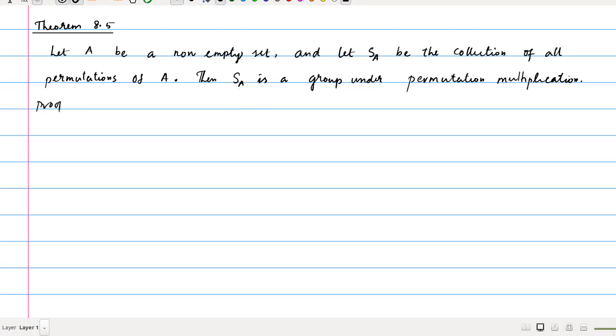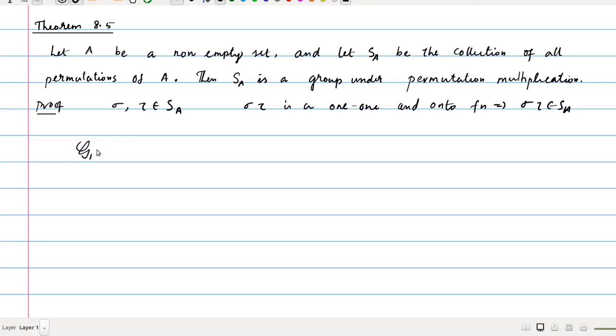So if you consider any two permutations in S_A, we know that sigma composition tau, or sigma tau, is a 1-1 and onto function. That implies sigma tau belongs to S_A, which shows that this permutation multiplication is a binary operation.